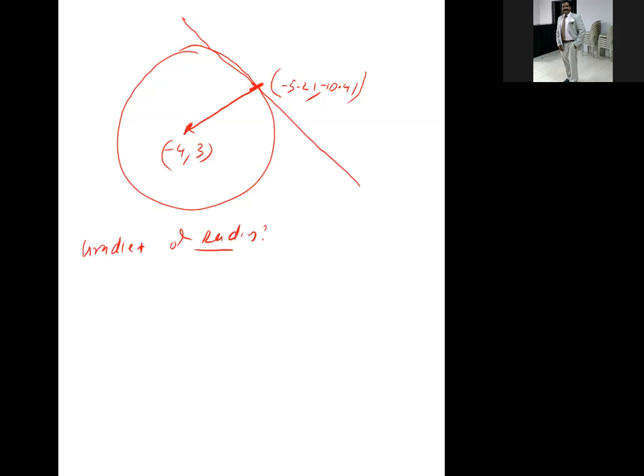Find the gradient of the radius: y2 minus y1 divided by x2 minus x1. That is negative 10.41 minus 3 divided by negative 5.21 minus 4. We are getting 11.08. So the gradient of the radius is equal to 11.08.